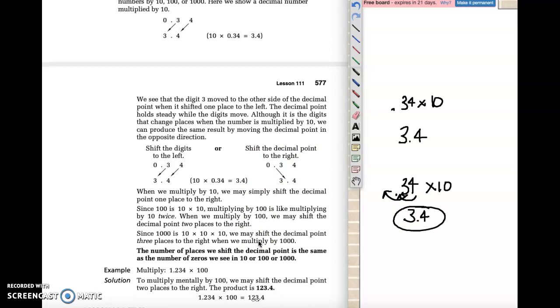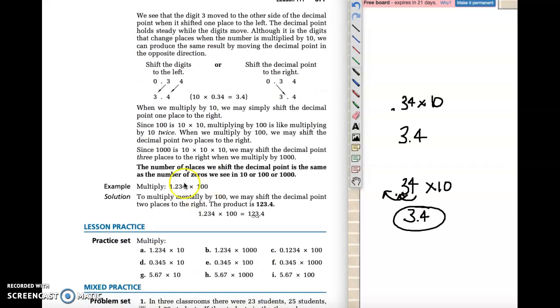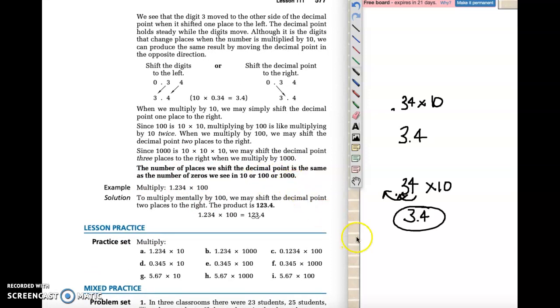Okay, and it kind of explains it right over here. It says shift digits to the left or shift the decimal point to the right. It results in the exact same outcome. Okay, so let's look at this example. It says the number of places we shift the decimal point is the same as the number of zeros we see in 10 or 100 or 1,000. And that's a really, really great way to remember it.